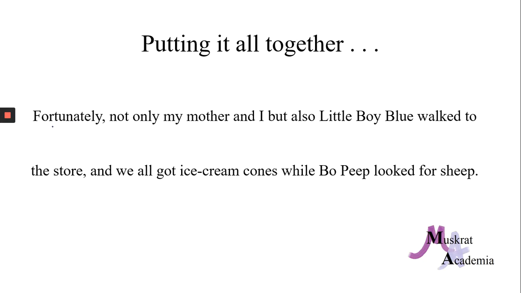Let's put it all together. Fortunately, not only my mother and I, but also Little Boy Blue walked to the store, and we all got ice cream cones while Bo Peep looked for sheep. So first, prepositional phrases: for sheep, to the store. Just to check, we got store as our noun of the preposition, and sheep as our noun of the preposition. We got a couple of conjunctions I just want to highlight because they're pretty cool. Not only, but also: they're partner conjunctions. They go together. And we have and, also a conjunction. Ooh, comma and, another conjunction there.